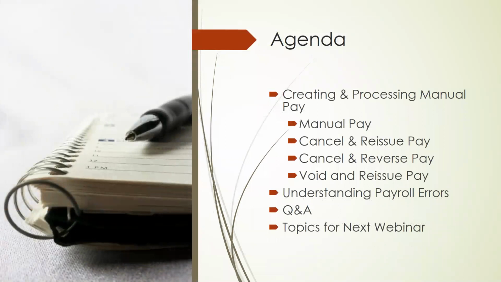So like I said, we're going to focus on creating and processing manual pays, which includes manual pay, cancel and reissue pay, cancel and reverse pay, void and reissue pay. So basically, this means running a special payroll or voiding and reissuing checks or ACH direct deposits for employees. Then we're going to discuss a few items on understanding payroll errors, helping users work through those errors to resolve them. Then we'll have some time for questions and answers, and then topics for next webinar.